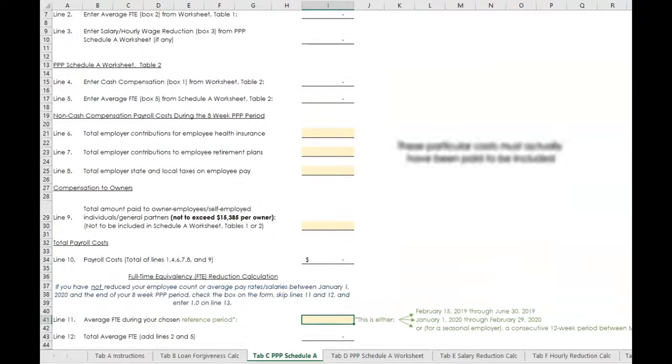Here, the figures you will need are employer contributions to employees' health insurance, employer contributions to a company-sponsored retirement plan, and any employer state taxes on employee payroll paid during the covered period. Note that you don't have to worry about reducing the amount that you contributed to an employee's benefits if they earn greater than $100,000 annualized. That limit really only applies to gross pay. Record any owner compensation here as well.